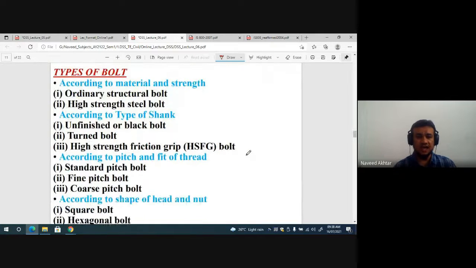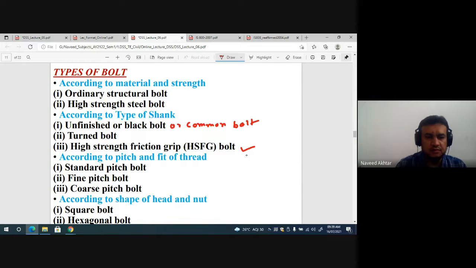Then we come to the types of bolts. The types of bolts are differentiated according to the material and strength: ordinary structural bolt and high strength steel bolts. Then according to the type of shank, if a shank portion is there, it is called a high strength friction grip bolt. If there is no shank portion, then it is called a black bolt, unfinished bolt, or common bolt.